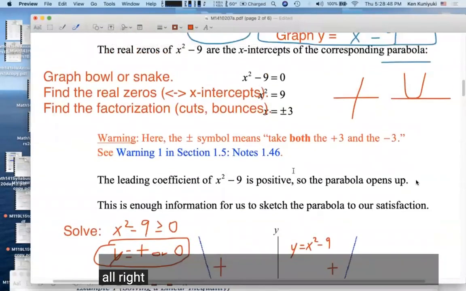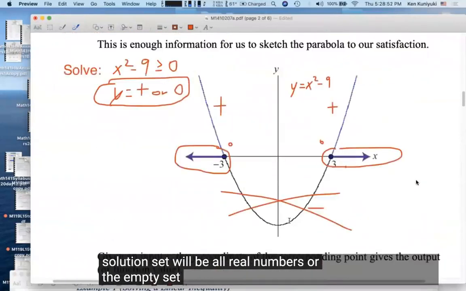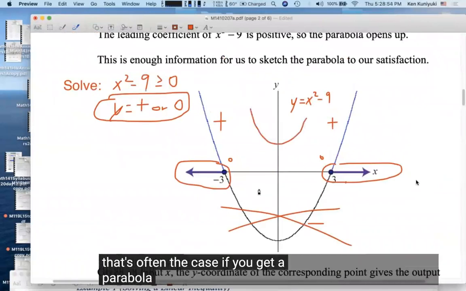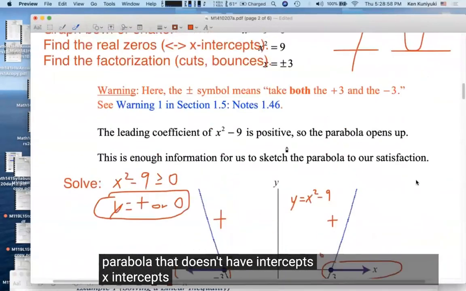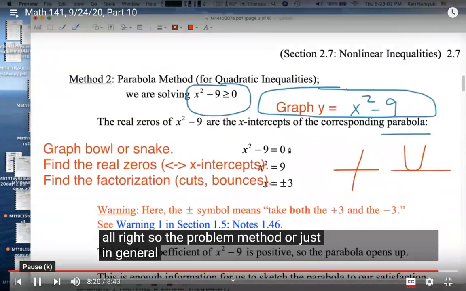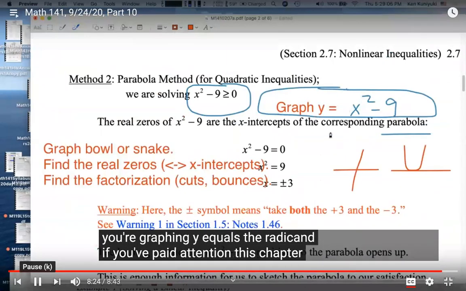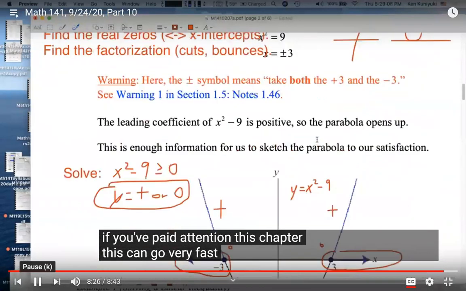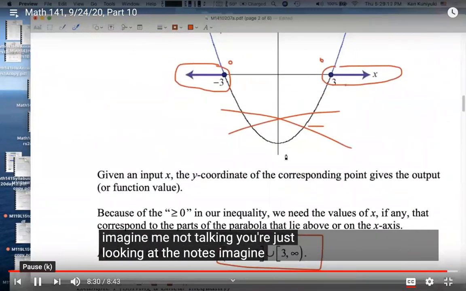All right. Oh, by the way, sometimes the solution set will be all real numbers or the empty set. That's often the case if you get a parabola that doesn't have x-intercepts. So the parabola method, or just in general, the graphing method, where you're graphing y equals the radicand. If you've paid attention to this chapter, this can go very fast. Imagine me not talking. You're just looking at the notes.